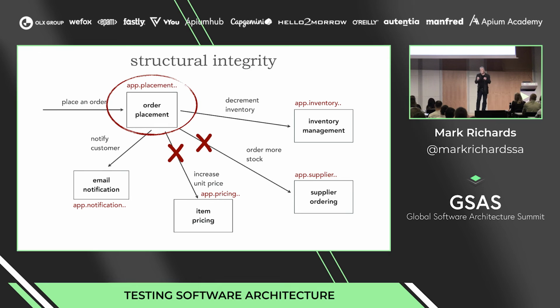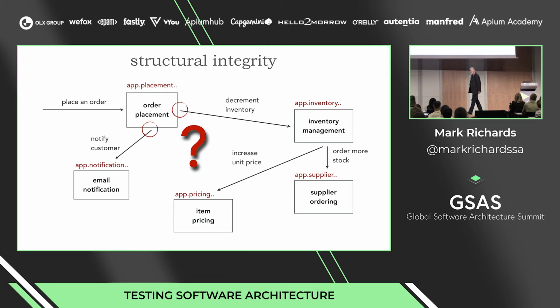Hence, should order placement even know that we have to order more or change the item price? No. Less knowledge, less coupling. So, we don't want these two coupling points, but rather we move them to inventory management. Now, order placement is less coupled in the system. That's what the law of Demeter is. Okay, a little piece of trivia there, but that's our architecture now.